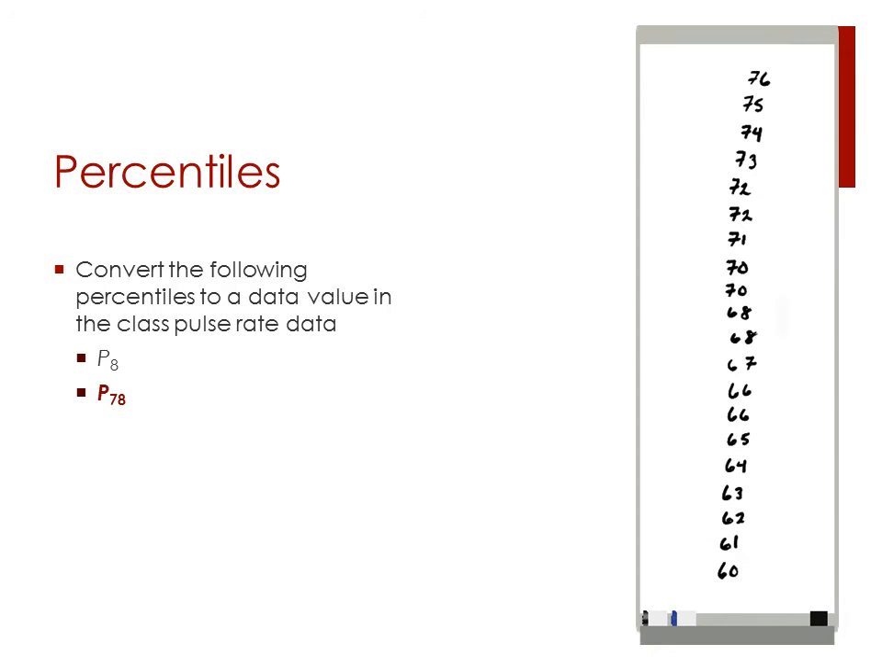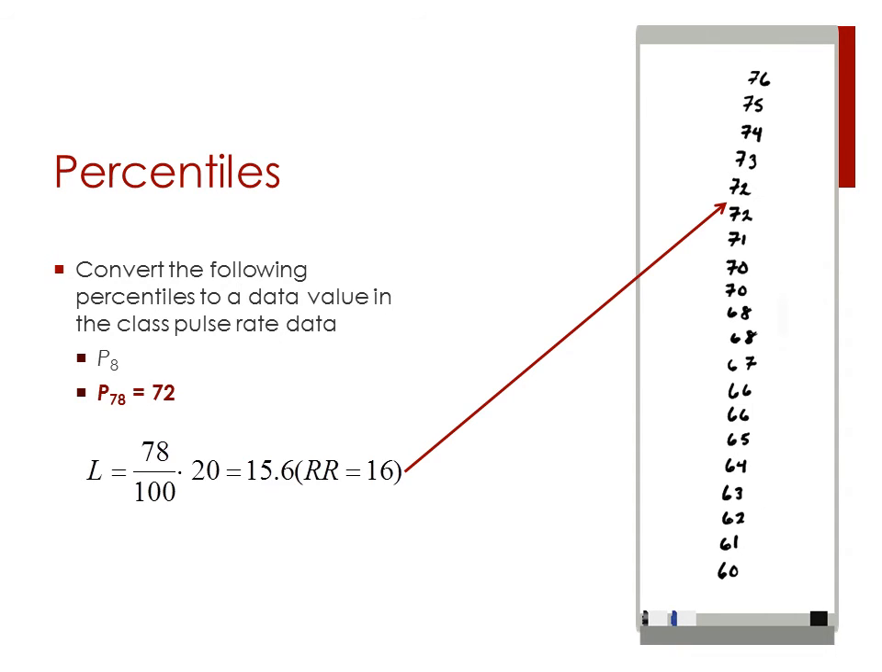All right, now go through and try the same steps for P78. Pause the video while you do that, and when you've got your answer, turn it back on and let's check it together. Okay, you should have gotten 16 for your rounding rule. So if we count up 16 values, you're going to see that you're at 72.